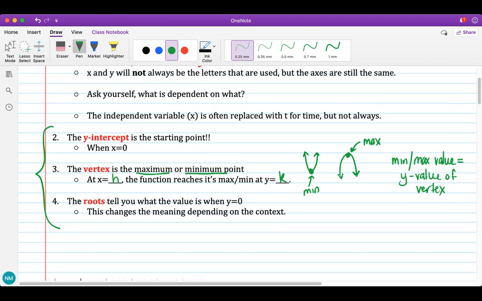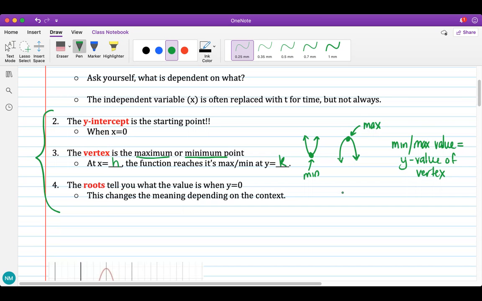And lastly, our roots or our x-intercepts tell you what the value is when y equals 0, right? So this changes meaning depending on the context. So let's go back to that whole I kicked the ball in the air, right? It started at 0. It reaches its maximum at this point, right? It goes up and then it goes back down, right? So let's say this was at 2 seconds. It reaches its maximum of 10 feet.